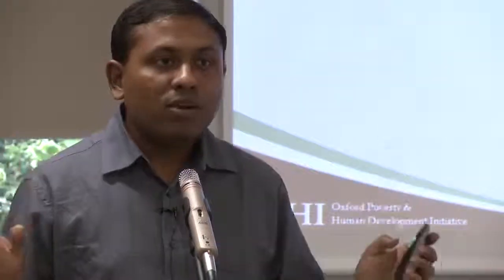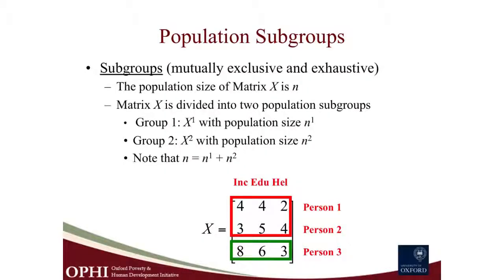So recall this particular slide. You have seen this slide earlier. The main idea is that you have subgroups. How are the subgroups created? Mutually exclusive and exhaustive. Mutually exclusive means no one person can belong to two different groups, and exhaustive means it exhausts the entire population. It is not that some people are left out when you are creating the subgroups.